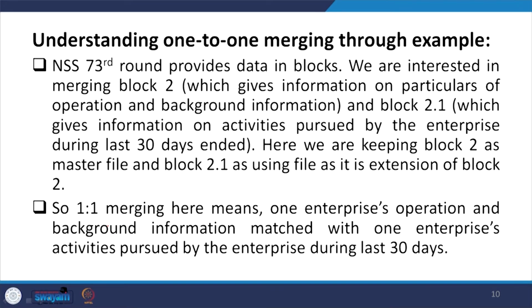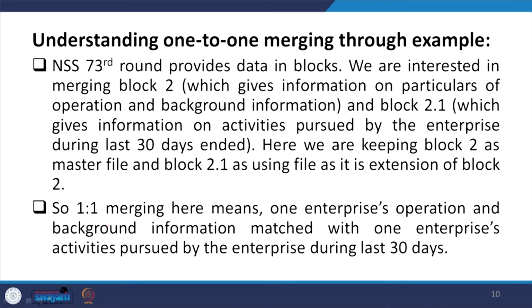Here we are keeping block 2 as the master file, alright. Block 2 is our master file and the using file is 2.1, basically the information about activities pursued in the last 30 days, which will be merged with the background information and nature of operation of that particular enterprise. The using file is an extension of block 2, that is 2.1, as we have mentioned. So 1:1 merging here means one enterprise's operation and background information is matched with one enterprise's activities pursued during the last 30 days.